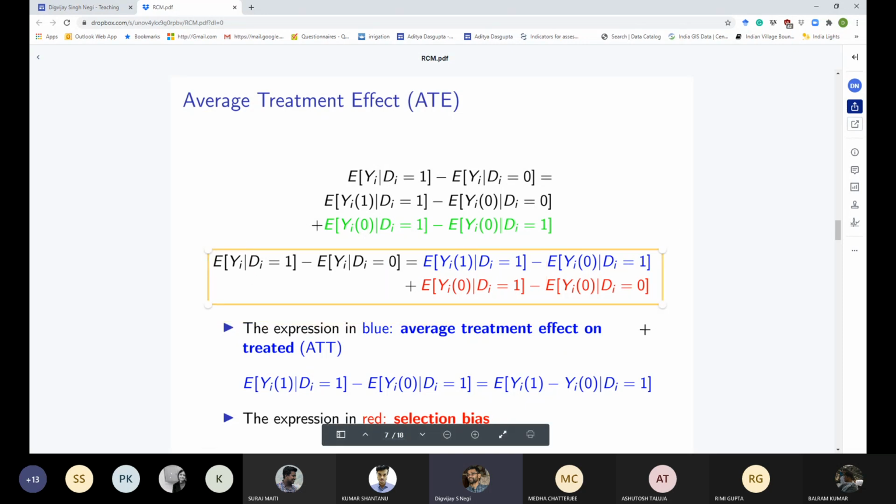So in that sense, this is very important. And when we move on to reading papers, you will quite often see people talking about these things. They will talk about the ATT, the average treatment effect on the treated, and they will talk about selection bias.